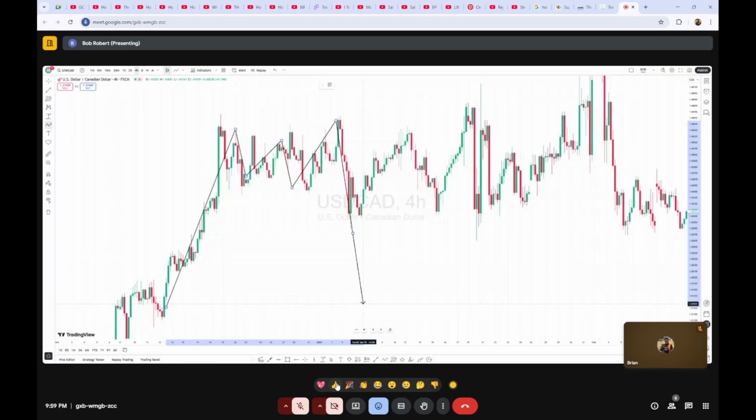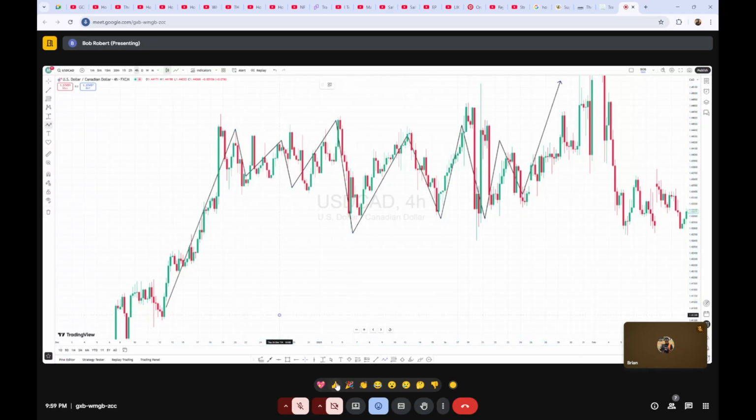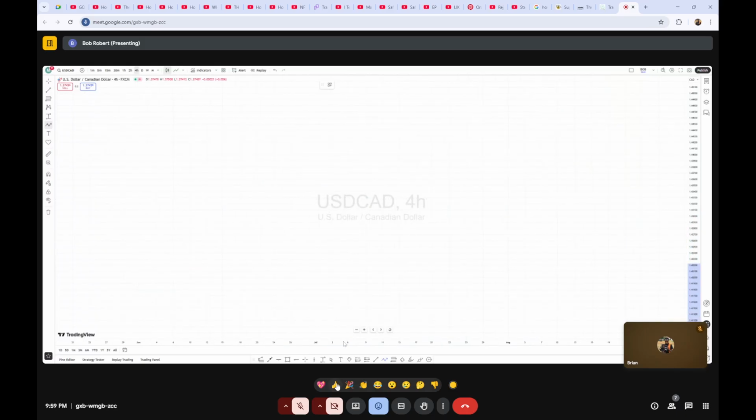It did something like this, moved sideways and then broke to the upper side. So how far the market moved from the zone dictates the strength of the zone. This is a perfect example of that. So what you want is a big rally, base and rally, or let's say a rally, base, then a big drop.